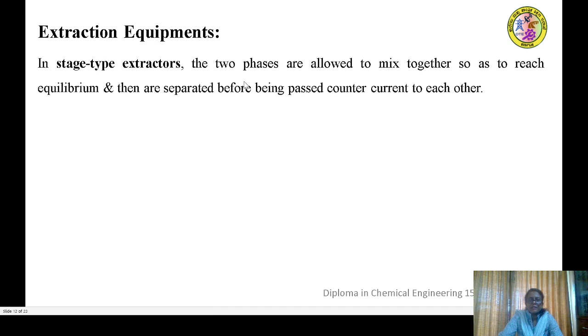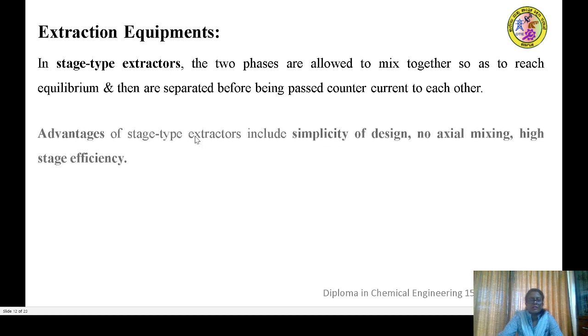Stage type extractors are the ones in which the two phases are allowed to mix together so as to reach equilibrium, and then they are separated before being passed countercurrent to each other. There will be a number of stages involved in the equipment. On each stage the two phases come into contact, that is, they are mixed together, and once equilibrium is reached they are separated and again passed to the successive stages, usually in a countercurrent fashion. That is how basically the stage type extractors operate.